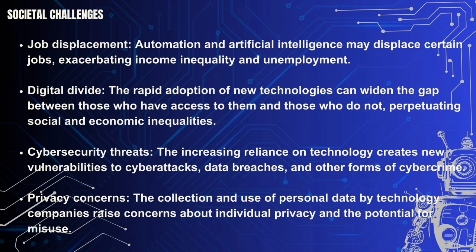However, rapid technological change also poses significant societal challenges, including number 1, job displacement. Automation and artificial intelligence may displace certain jobs, causing income inequality and unemployment. For example, consider a retail store that adopts an AI driven system for managing inventory and customer service, including automated checkouts. As a result, cashier and stock clerk positions are reduced, leading to job displacement for employees in those roles.